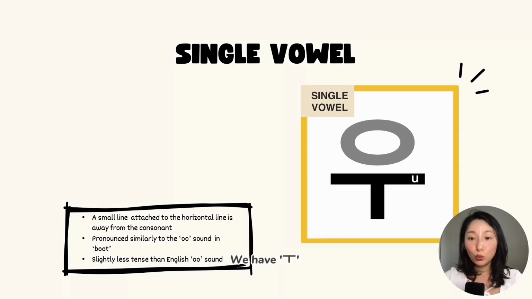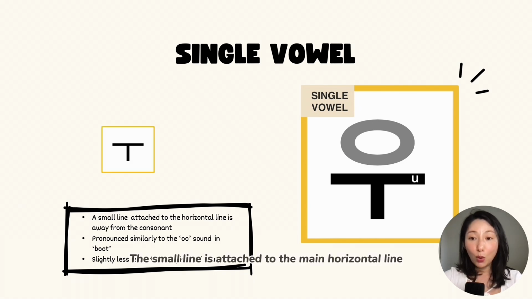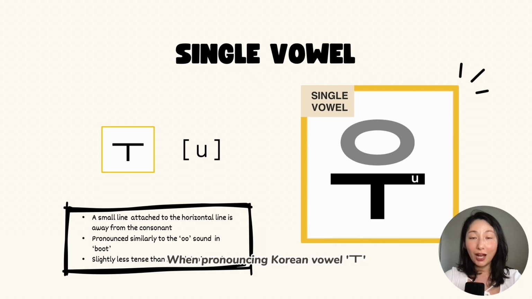We have 우, 우, 우. The small line is attached to the main horizontal line, but it's away from the consonant. The Korean vowel 우 is pronounced similar to the U sound in English words like boot or moon, but there are some key differences. When pronouncing Korean vowel 우, your lips should be rounded, much like when you are making a kissing motion. This is more pronounced than the English U sound.